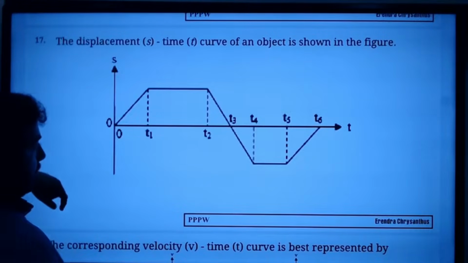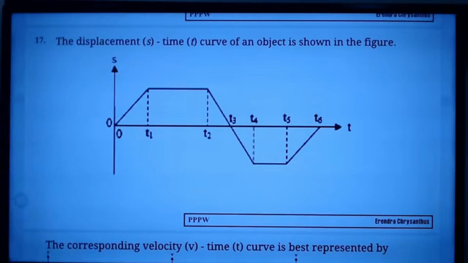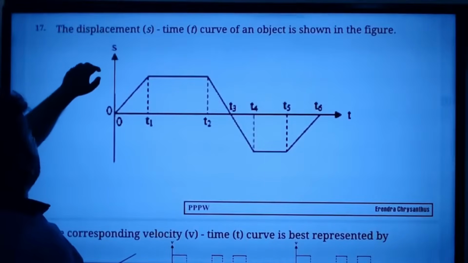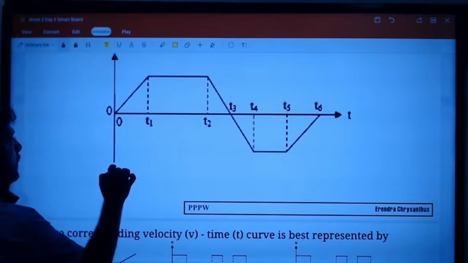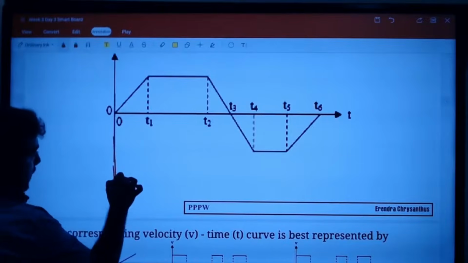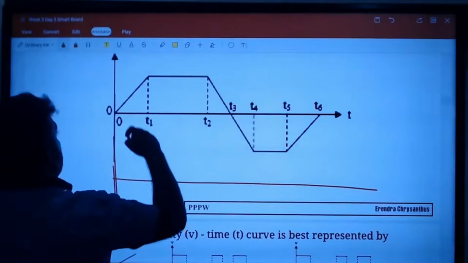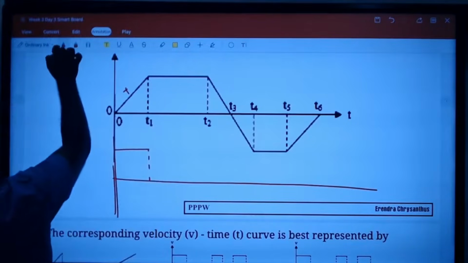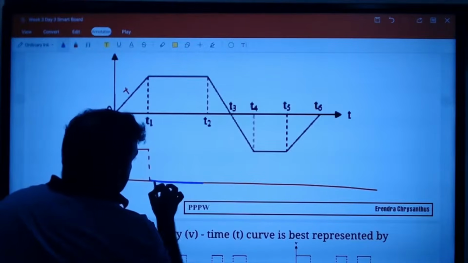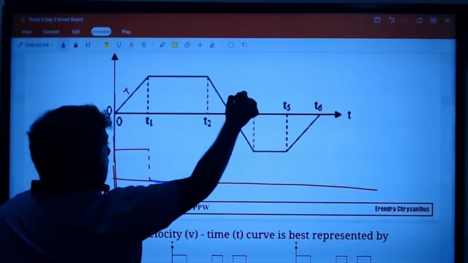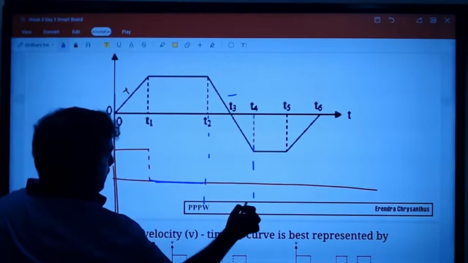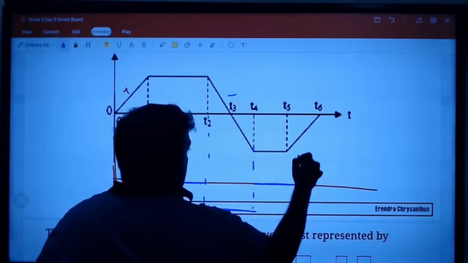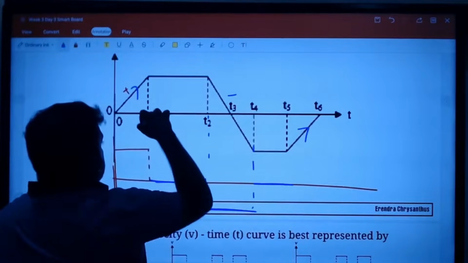Displacement time graph. The corresponding VT graph, I think I should draw it here itself, easier. So here you go, the VT graph. Positive gradient, positive constant velocity. Zero gradient, zero velocity. Constant negative gradient, constant negative velocity. Positive gradient means, are these two parallel? Yes.